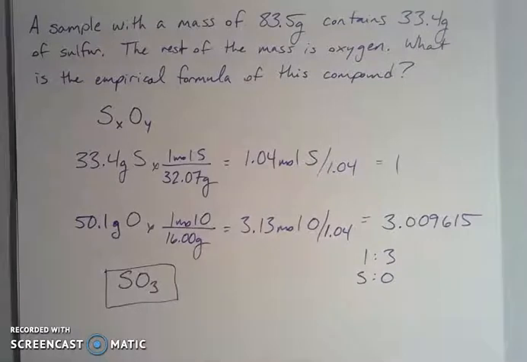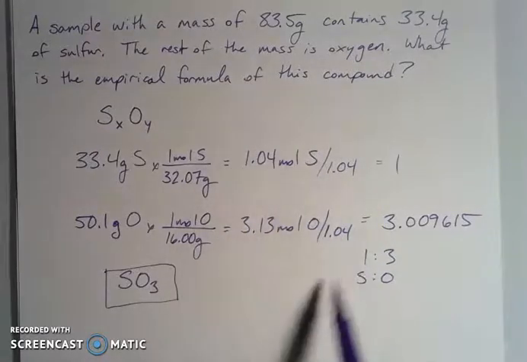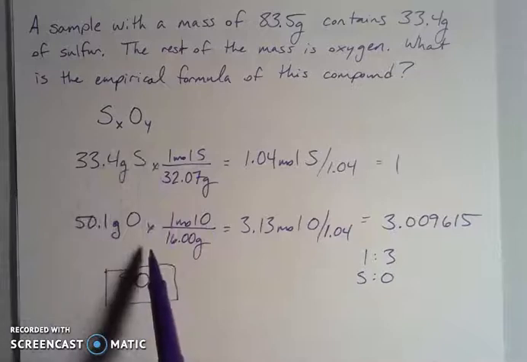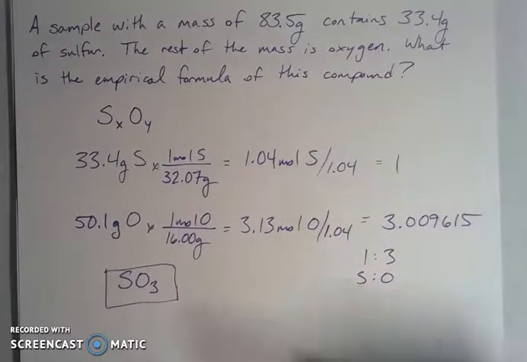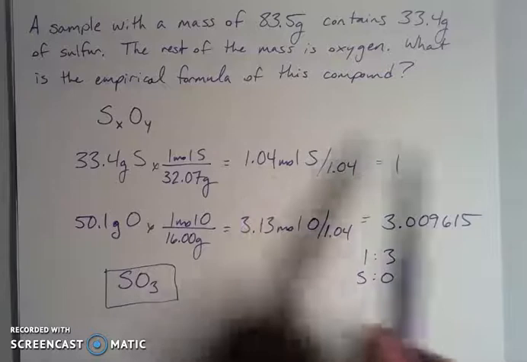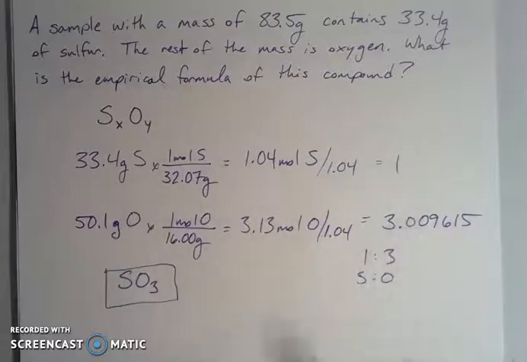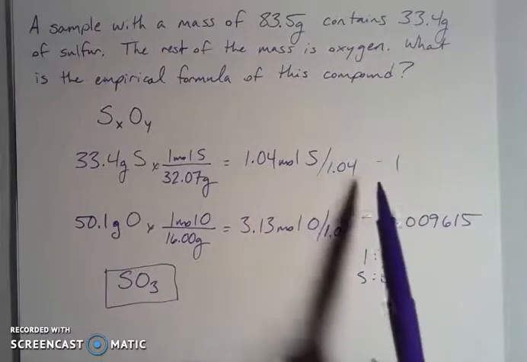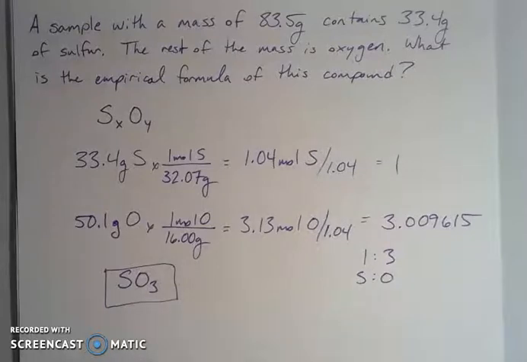Okay, so the key to this is you need to figure out how many moles you have based on the masses that you have, and then you divide those numbers by the smallest in order to give you a 1, right? That's kind of your baseline. You're sort of normalizing all your data to that 1 and seeing how many of the others there are of that 1, and that will give you these whole number relationships.